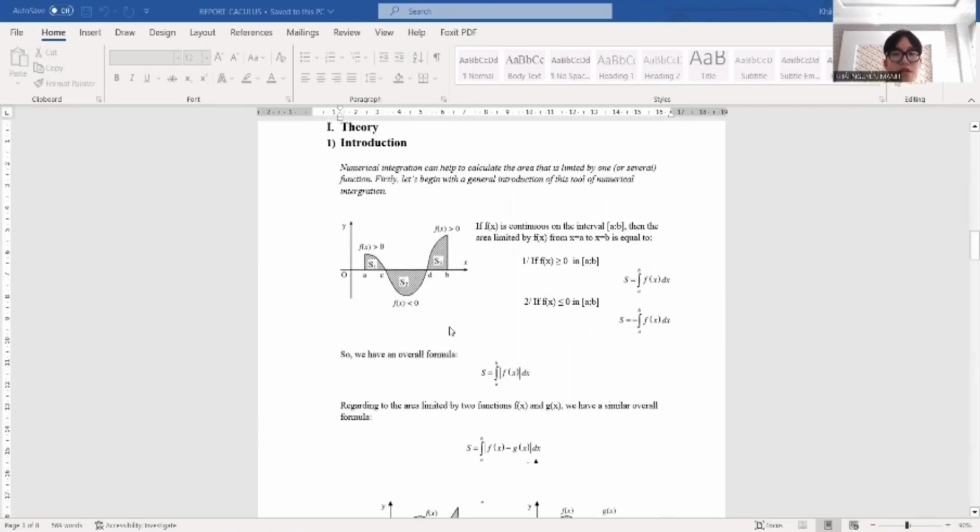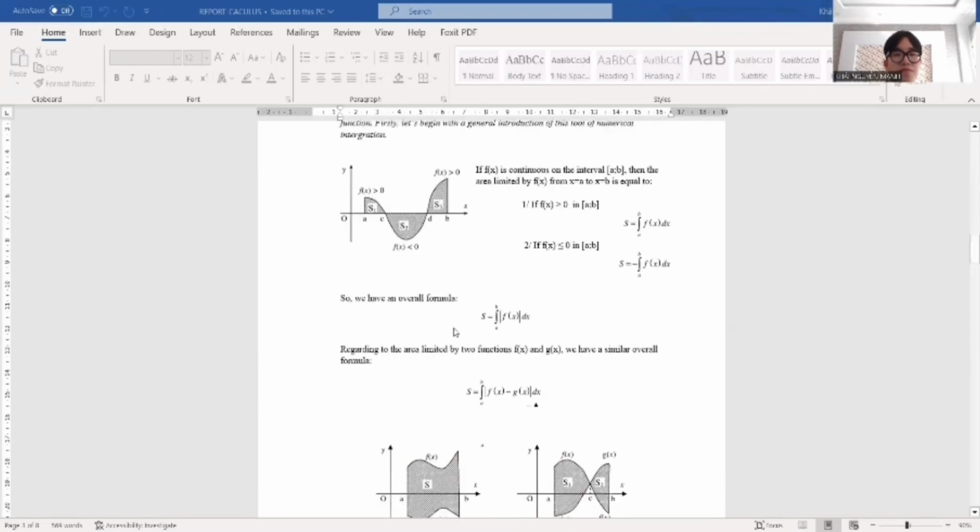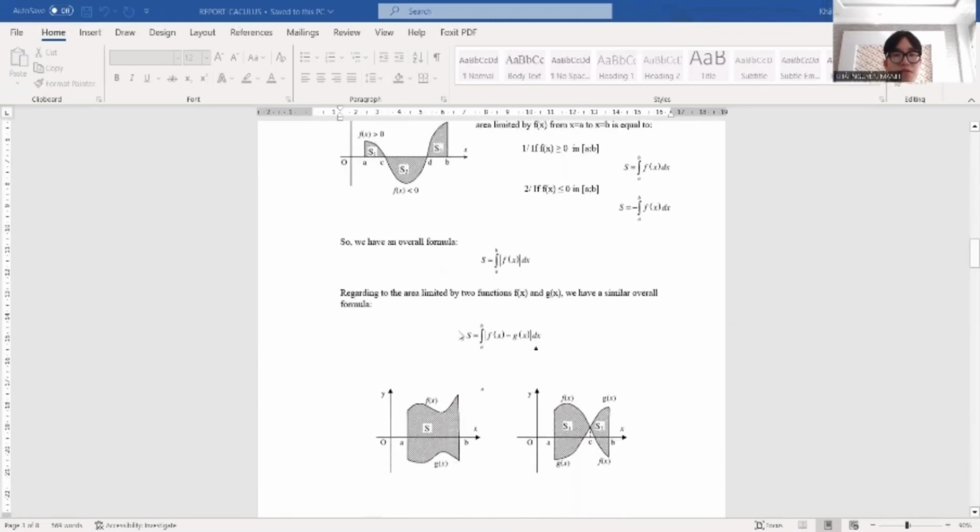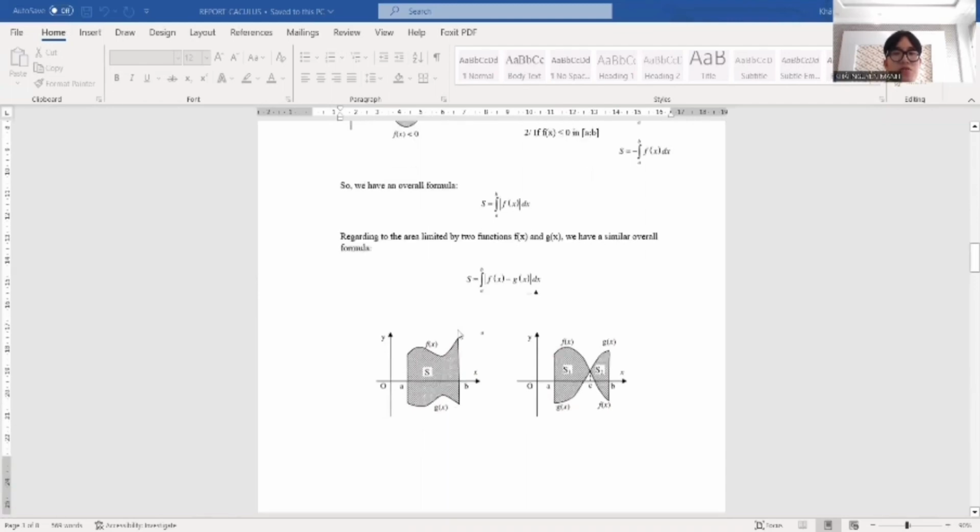If f(x) is continuous on the interval [a, b], then the area limited by f(x) for x equal a to x equal b is equal to this. So we have an overall formula. Regarding the area limited by two functions f(x) and g(x), we have a similar overall formula.